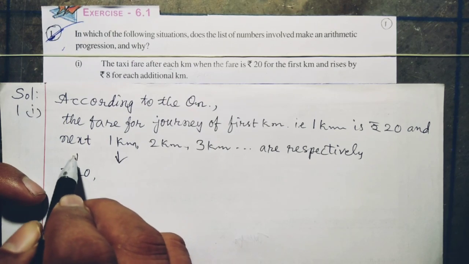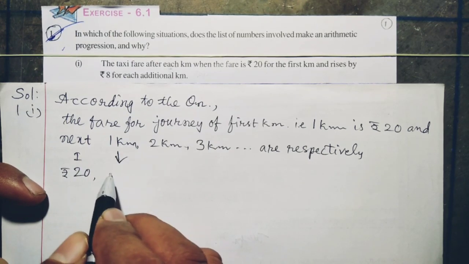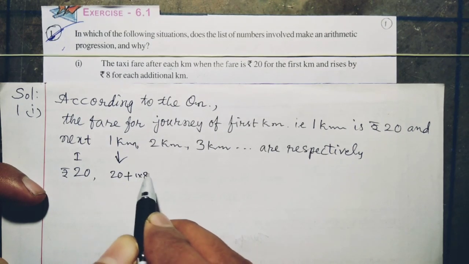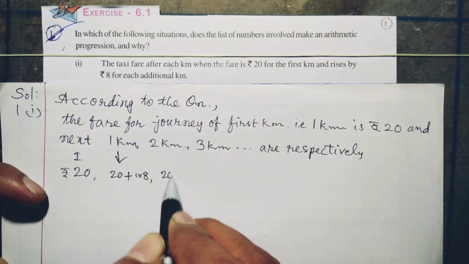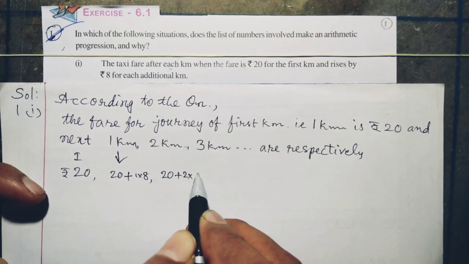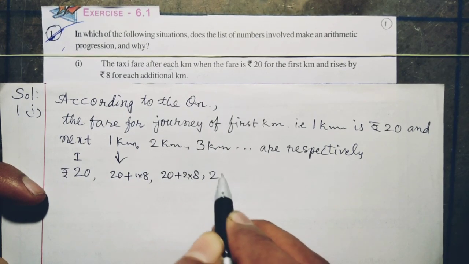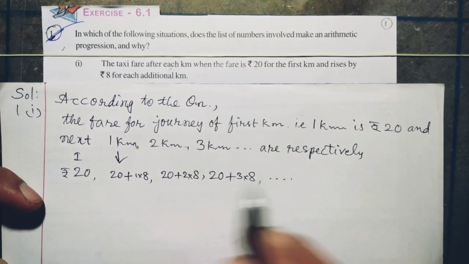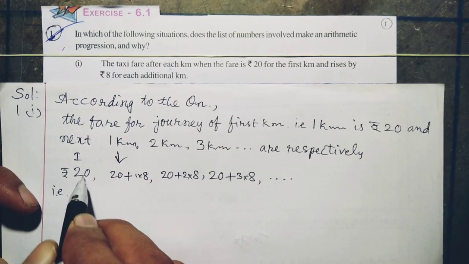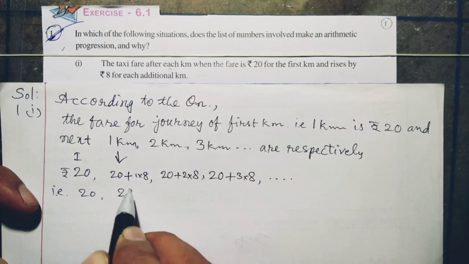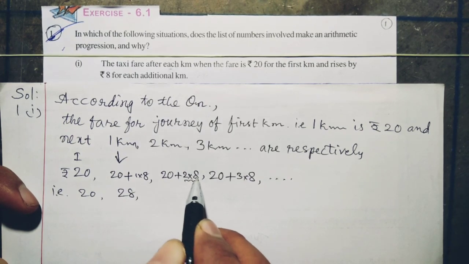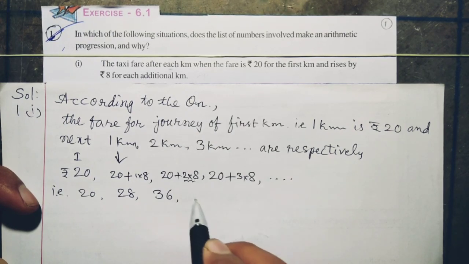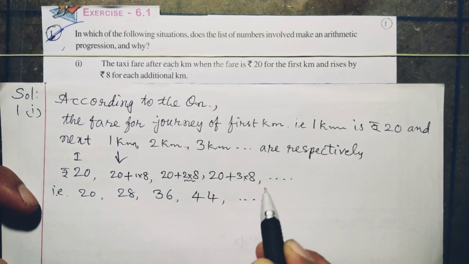next 1 kilometer, this first kilometer, this second kilometer, 20 plus 1 into 8, 20 plus 2 into 8, 20 plus 3 into 8 and so on, that is 20, 28, 2 8s are 16, 36, 3 8s are 24, 44 and so on.